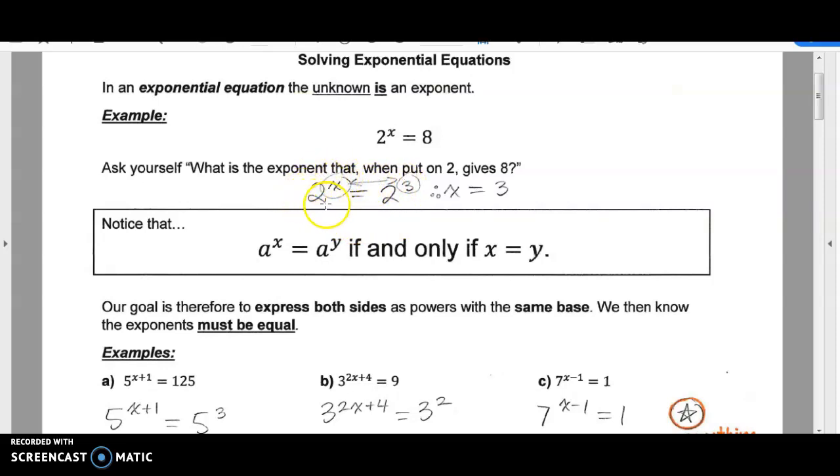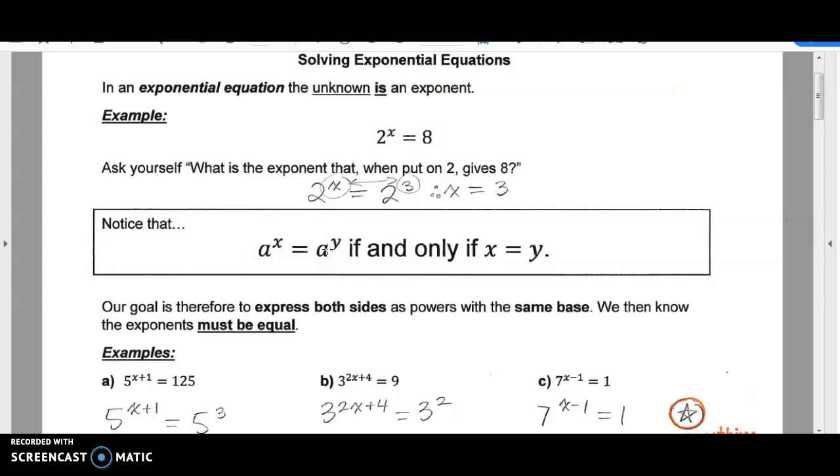So for this left side to equal this right side, the 2 and the 2 are equal, perfect. We know the x and the 3 have to be equal. So we make x equal 3, and that basically solves our equation. And that's what this box here is saying. Once you have the same bases, that means the exponents also have to be equal for the left side to equal the right side. So that's how we're going to solve all of these questions.